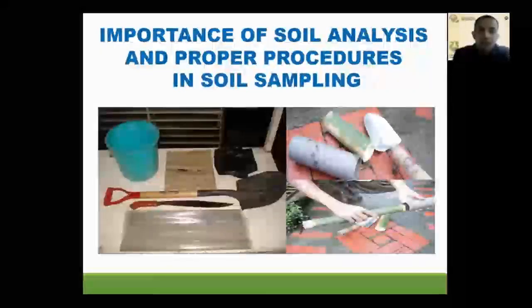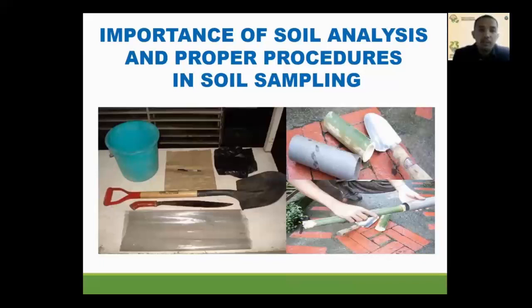And then, again, the importance of soil analysis and proper procedures in soil sampling. This will help you determine the accurate amount of fertilizer to be used in your corn production, and it will also help you minimize overuse of fertilizer, especially the nitrogenous fertilizers, which is a factor in making the corn crop susceptible to attack, for example, the FAW. So this soil sampling, including its technique, is very essential.